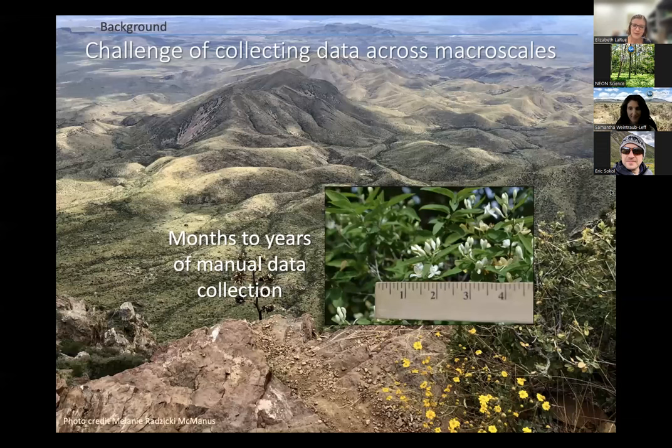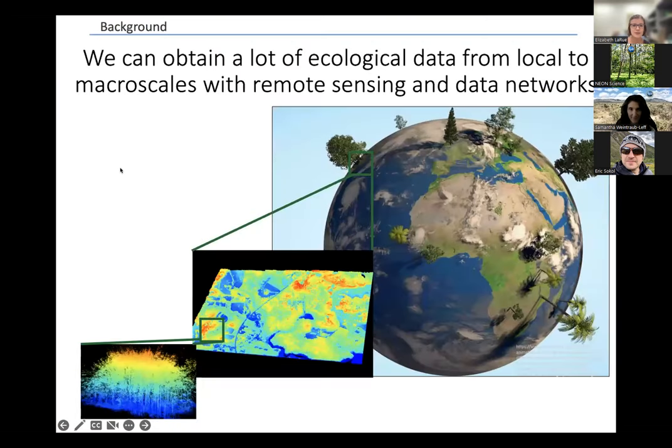This is probably a very familiar challenge to the NEON community, whether you're a current or maybe a potential future NEON data user. Collecting data across macro scales, as illustrated by the large landscape photo here, is very difficult, but thankfully we have resources such as data sharing networks such as NEON and also other remote sensing tools that can allow us to get this macrosystem scale data from local to landscape, regional, up to larger macro scales, so that we can understand ecological patterns across space.